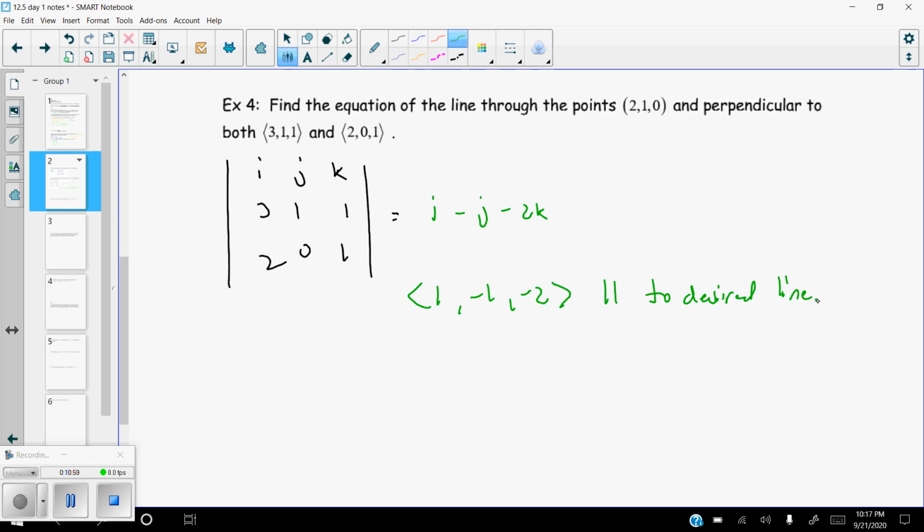So all we have to do is pick our starting point, which we have. So x is going to be 2 plus t, because the change in x is 1, given our vector. Y is going to be 1 minus t. And then z starts at 0, so I don't have to write 0. You can, but it's just going to equal negative 2t. And again, that's it. Writing the equations of lines is not really that challenging to do.